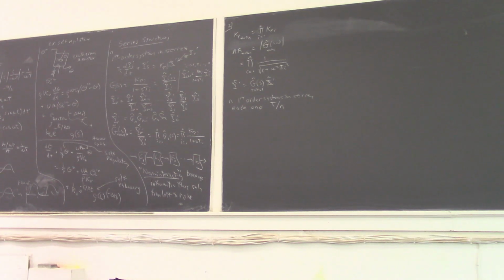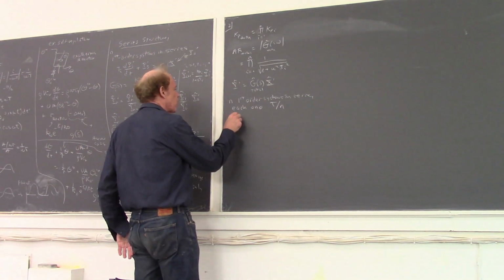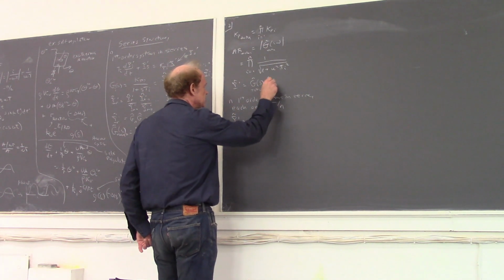1/n the time constant. So the total time constant is the same. If there's no reaction, t is the same as tau. And let's see what happens then. So I have y prime tilde is equal to x prime tilde.